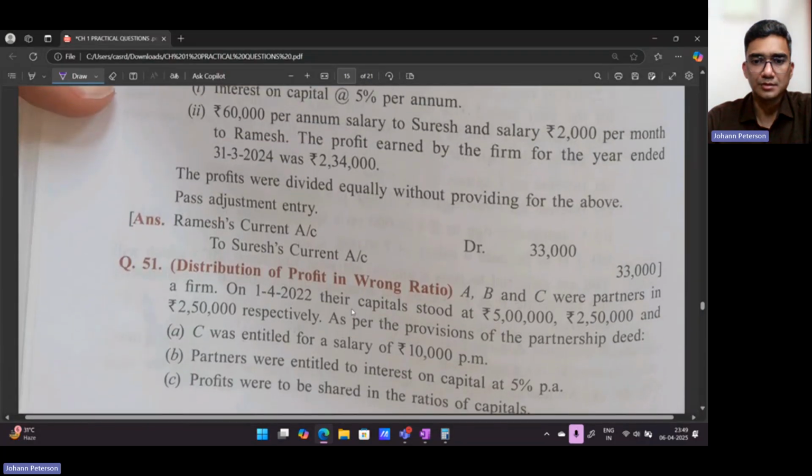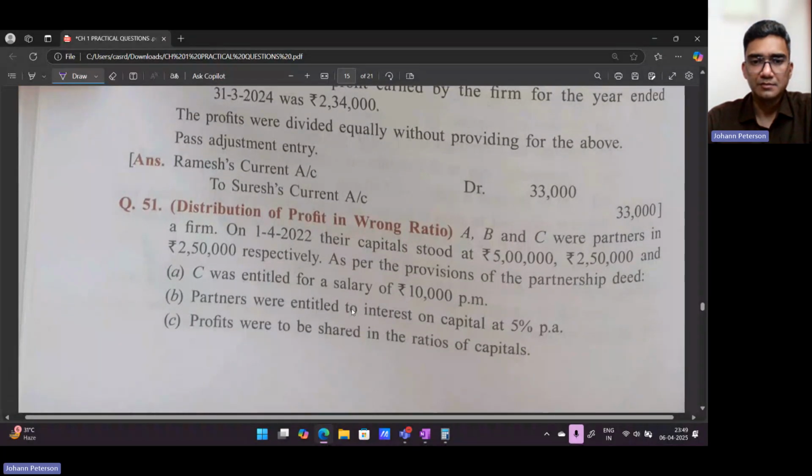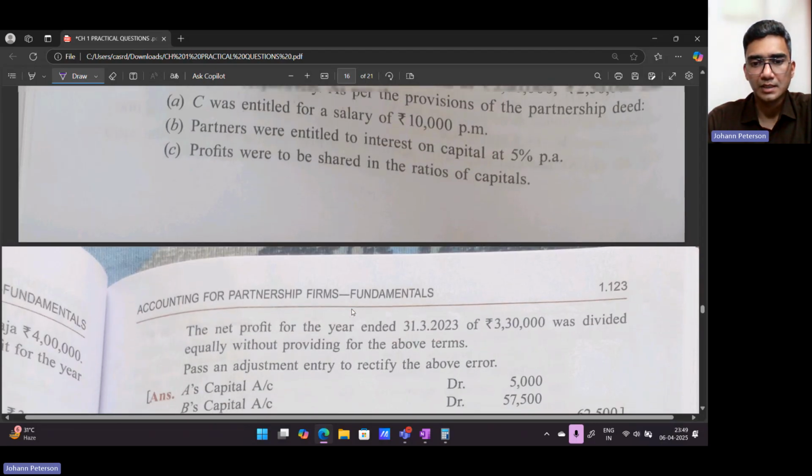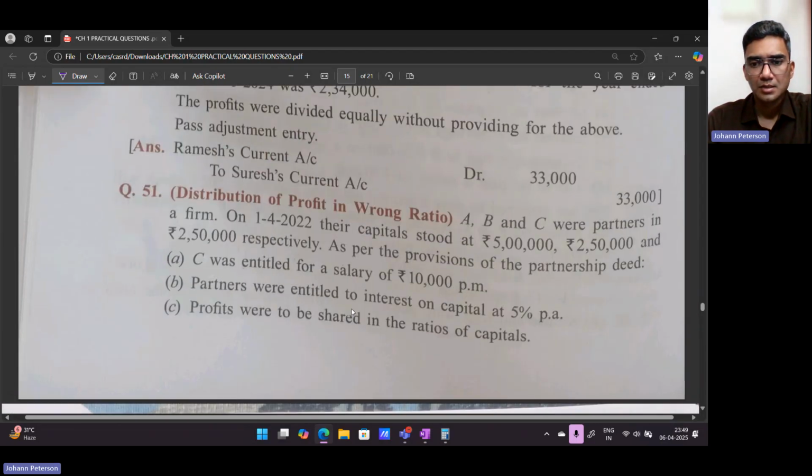So what has gone wrong here? We have on 1st of April their capitals, and we are told that we have distributed it equally without providing any of these above items. So it's a similar question. Let's try it still.